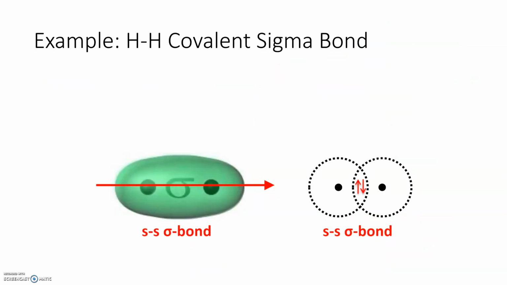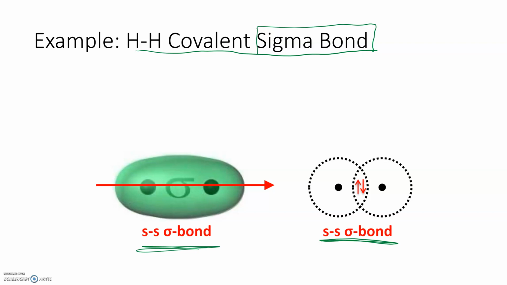Now we're going to look at a couple of examples to discuss what kind of bonds are formed when different types of atomic orbitals overlap with each other. So the first example we're going to look at is the HH covalent sigma bond. So the sigma bond is the type of bond that we're going to be discussing through the HH bond. So specifically, it's the SS sigma bond as written down here and here.